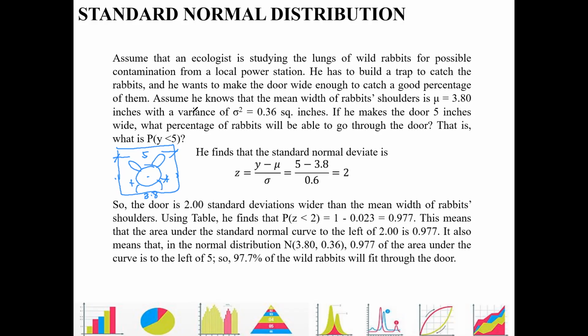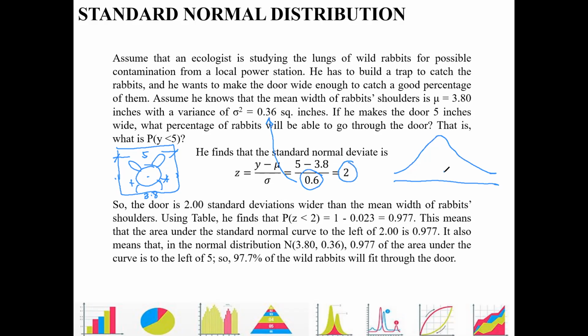So para makuha natin yon, kailangan muna natin siyang ipasok sa standard normal distribution. So for standard normal distribution, that is y minus the mean over the standard deviation. So 5 minus 3.8 over 0.6. Saan galing yung 0.6? Square root yung 0.36. So 0.6, 5 minus 3.8 over 0.6 is positive 2.